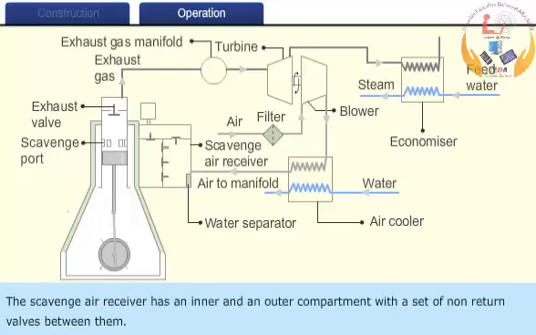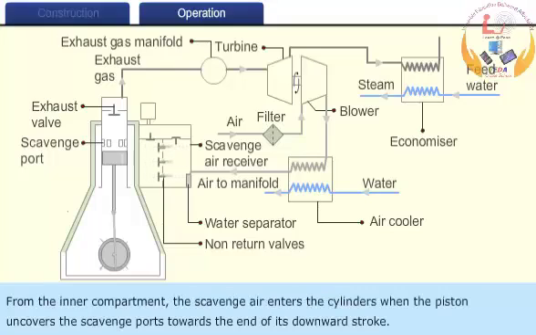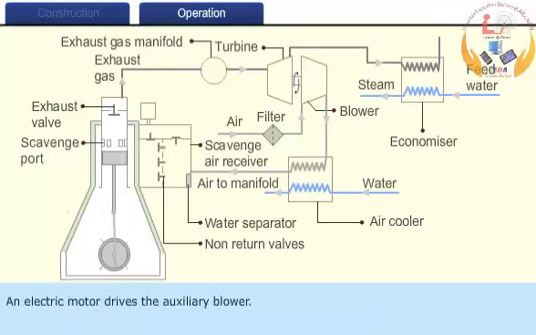The scavenge air receiver has an inner and outer compartment with a set of non-return valves between them. From the outer compartment, air enters the inner compartment. From the inner compartment, the scavenge air enters the cylinders when the piston uncovers the scavenge ports towards the end of its downward stroke. An electric motor drives the auxiliary blower.